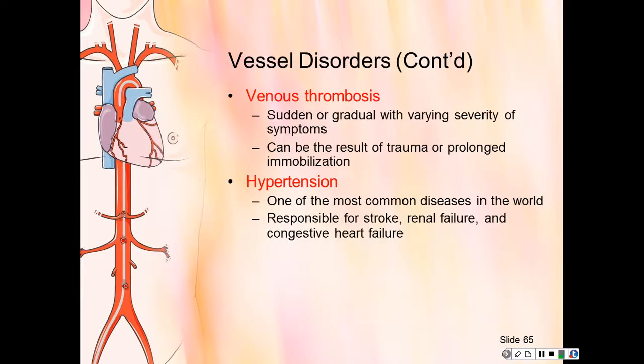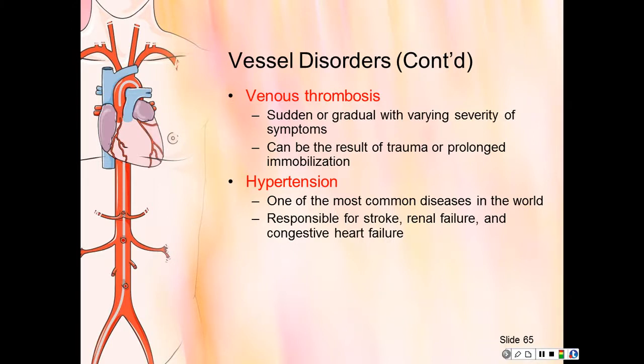Vessel disorders: venous thrombosis can be either sudden or gradual, with variations in the severity of the symptoms. It can result from trauma or prolonged immobilization. And when you say prolonged immobilization, that can be as short as 3 days. This is why everyone will go ahead, if they're in the bed for longer than 2 days, and start some kind of low molecular weight heparin or Lovenox, that kind of thing.